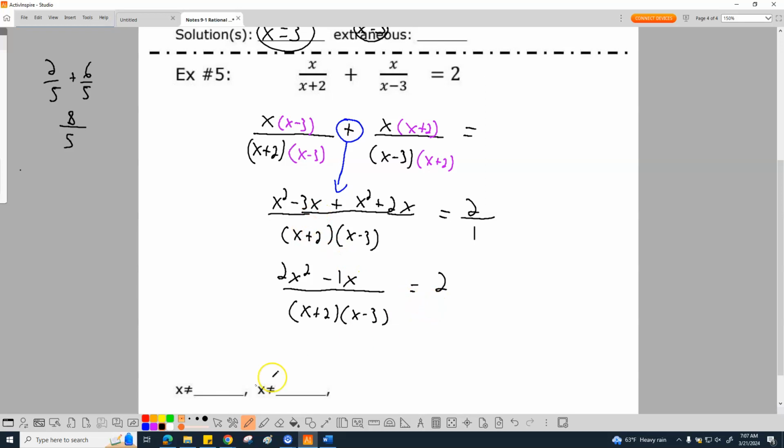Now what ends up happening next, and I'm going to show it to you quickly, and then I'm going to just leave it blank. You need a common denominator now. And the common denominator for this is x plus 2 and x minus 3. That means you have to put this up here, x plus 2, x minus 3. You see what I did there? Now, since both sides of the equation have common denominators, now we can cross them out.